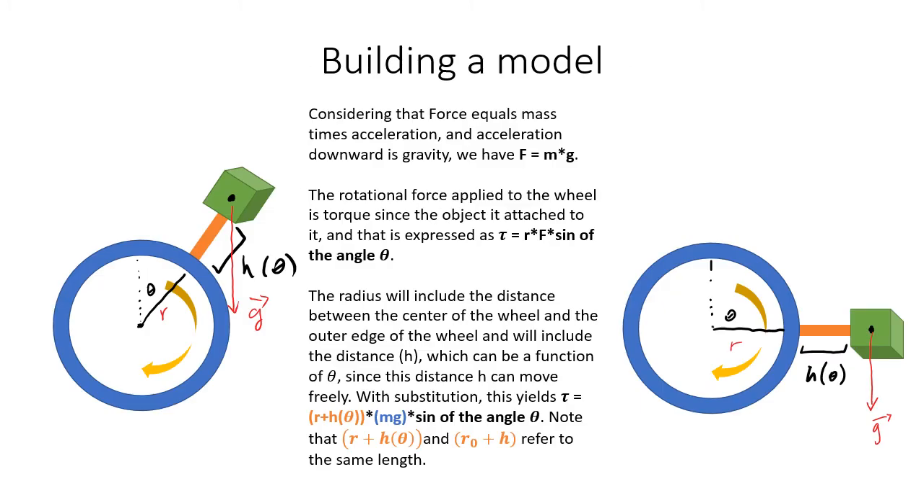The building of our model. Considering that force equals mass times acceleration, and acceleration in our model's case is the downward force of gravity, we have force equals mass times gravity. The rotational force applied to the wheel is torque, since the object is attached to the wheel, and that is expressed as torque equals radius times force times sine of the angle theta. The radius will include the distance between the center of the wheel and the outer edge of the wheel, and will include the distance h, which can be modeled as a function of theta. Since the distance h can move freely, with substitution, this yields torque equals r plus h of theta times mass times gravity, or force, times sine of the angle theta. Note that r plus h of theta and r naught plus h refer to the same length.